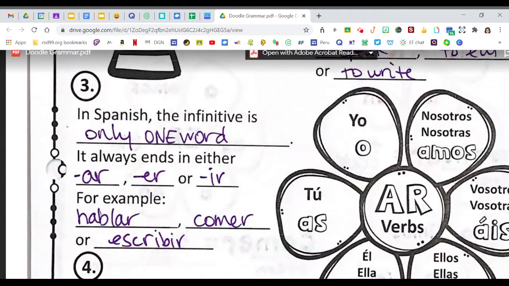Hablar, comer, or escribir. Hablar, to speak, ends in an AR. Comer, to eat, ends in an ER. And escribir, to write, ends in an IR. We know those three verbs are infinitive because of those endings.